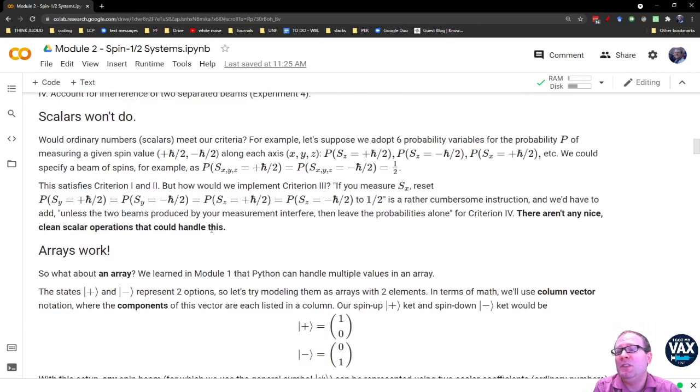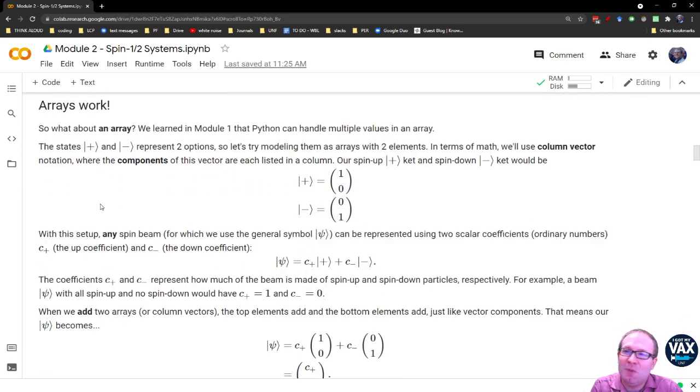What I hope to convince you of pretty quickly is that ordinary number scalars will not do for this. I can't simply write down, well, this probability is a half, unless this happened first, in which case it's 100%. Oh, unless this happened in the middle, and then it's back to 50-50. There's not a good mathematical way to do that with ordinary numbers.